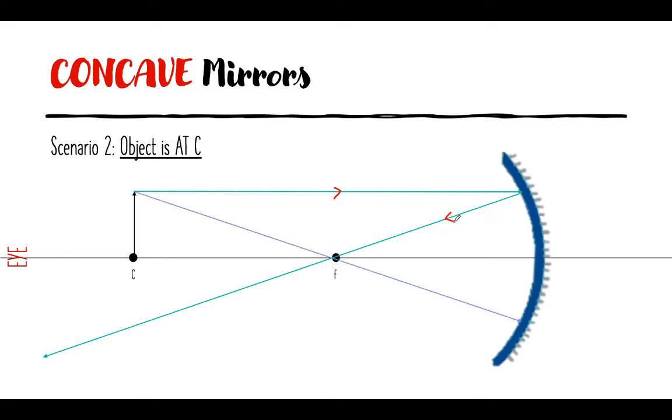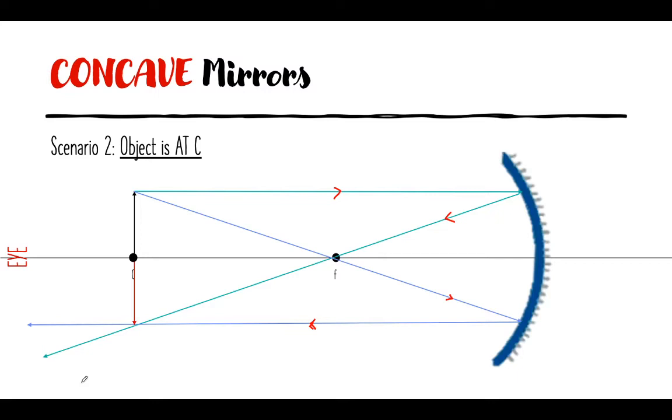Second set of lines starting from the top of my object, going through F, hitting the mirror. So it's going towards the mirror, and then coming back parallel to the principal axis. Okay, and where those lines meet, that is where my image is going to be produced.